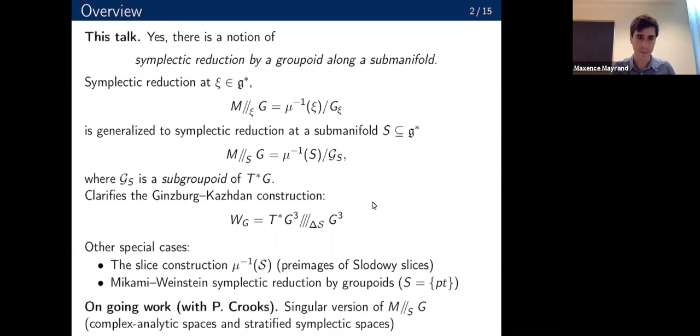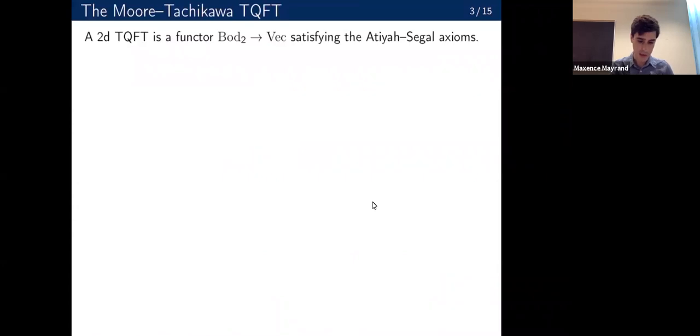And finally, recently Peter and I have started thinking about singular versions of this when we work with complex analytic spaces or complex algebraic varieties and stratified symplectic spaces. So I will briefly mention that at the end of the talk. Okay, so let me now review this notion of Moore-Tachikawa TQFT, unless there's a question before I continue.